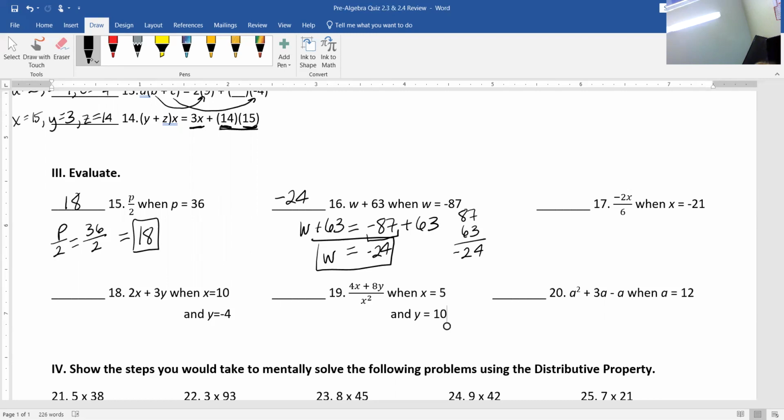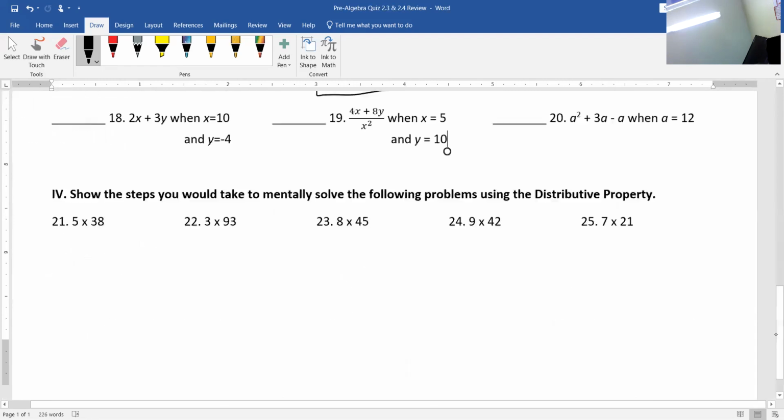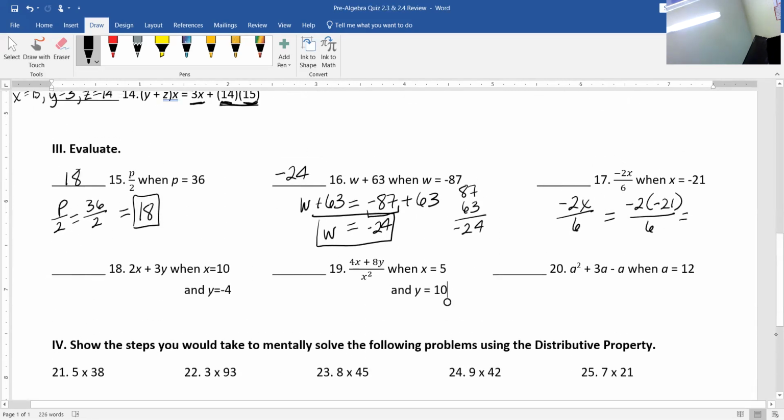Okay, 17, we have negative 2x divided by 6 when x equals negative 21. So this is negative 2 times negative 21 divided by 6. So just go ahead and simplify our numerator. Negative times a negative is a positive. And so a negative 21 times a negative 2 gives us a positive 42. And then 42 divided by 6 is 7.